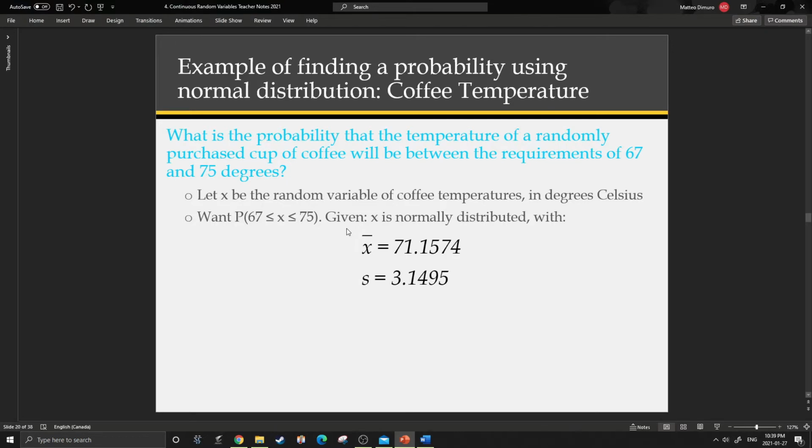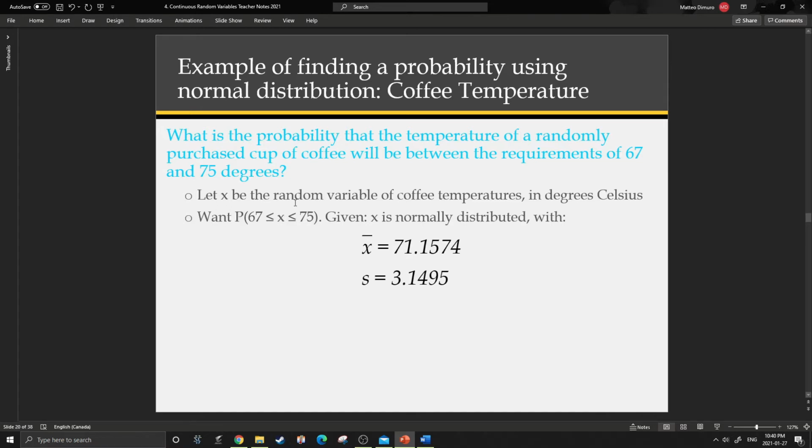A coffee temperature question. All right. What is the probability that the temperature of a randomly purchased cup of coffee will be between the requirements of 67 and 75 degrees? Now, most coffee chains have quality control things like this, and they have instruments that make sure that their coffee comes out at a certain temperature. Believe it or not, I can attest to this.